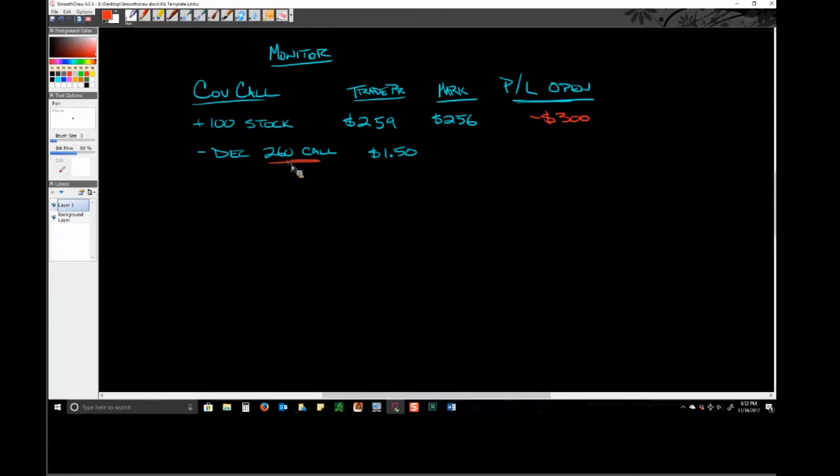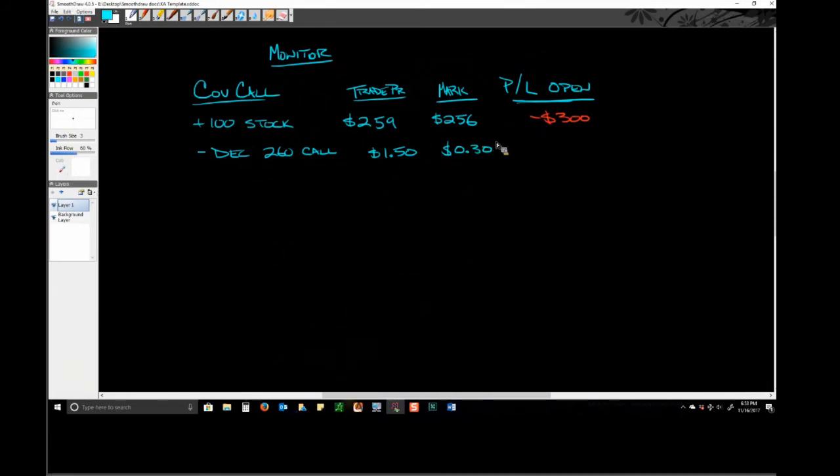What happens to the value of a call option if the stock goes down? What happens to the price of the call option if the stock goes down? The price of the call option goes down. Forget that you sold the option for a second, I'm just talking in general. Call option values drop if the stock drops, because the call option goes up when the stock goes up and down when the stock goes down. So let's assume that the call option fell in value to 30 cents.